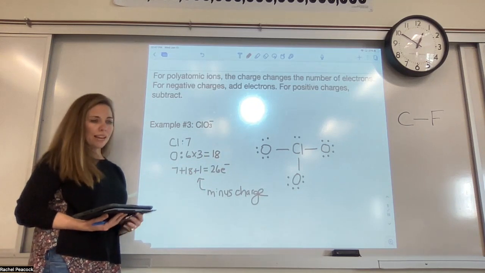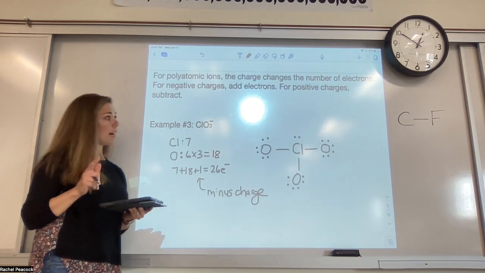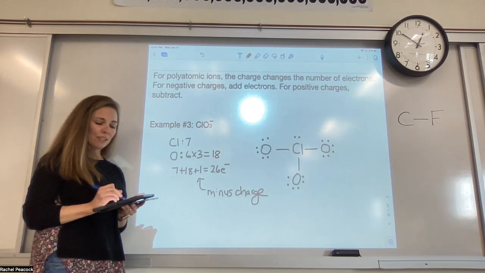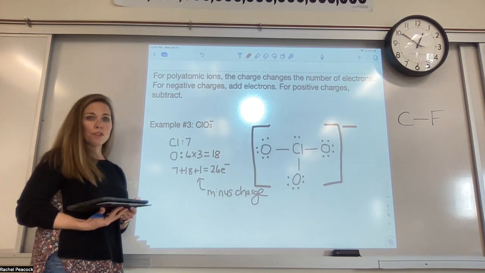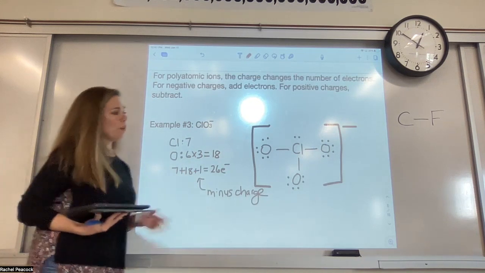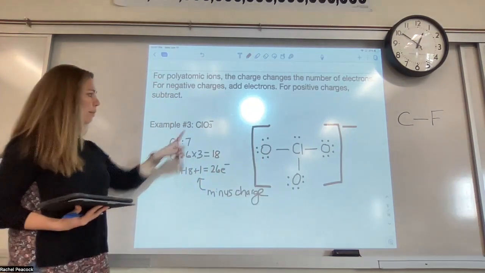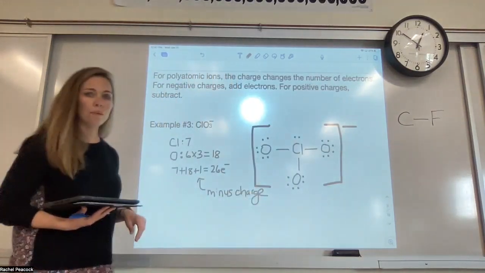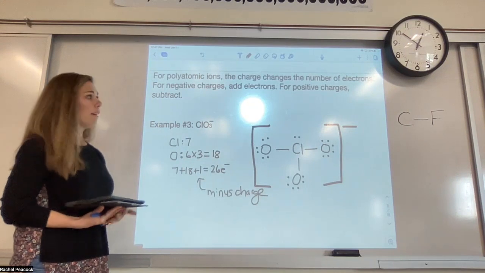Now everybody has 8. However, this is the other thing that's different with polyatomic ions. Because this is a polyatomic ion and has a charge, you have to put your structure in brackets and put the charge on the outside. So draw your structure, then put brackets around it, and put the charge that's in the formula on the outside of that right bracket. And otherwise, that's the only difference, okay?